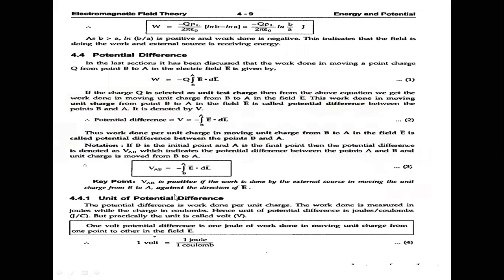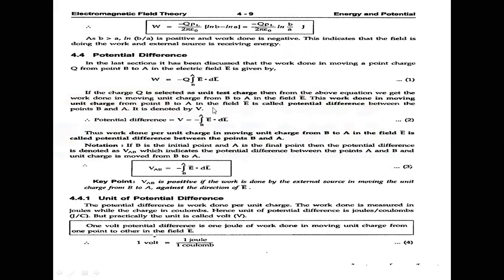So next one, you can see the potential difference. We got the work done is equal to minus Q the integral from B to A of E bar dot dl bar. The work done in moving a point charge Q from a point B to A in the electric field intensity E bar is given by W equal to minus Q the integral B to A E bar dot dl bar.